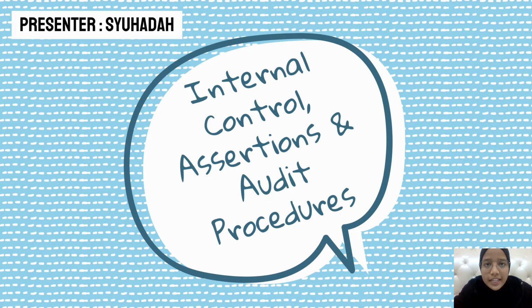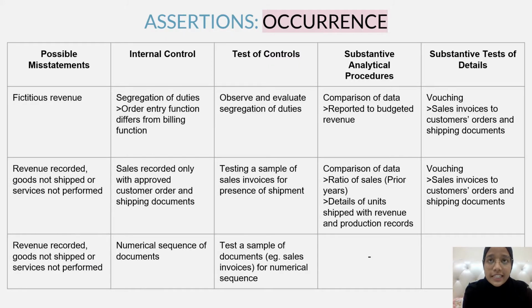Next, I will explain the internal control, assertions, and other procedures that are involved in the revenue cycle. The first assertion is occurrence. What is occurrence? Occurrence is when all the revenue or cash received in the transactions and events that have been recorded have occurred to the entity.